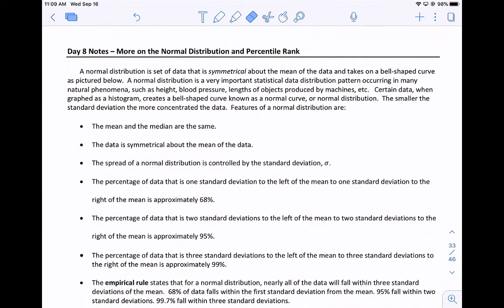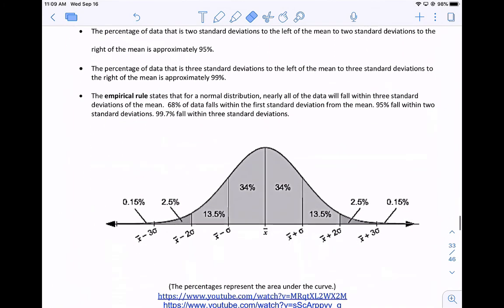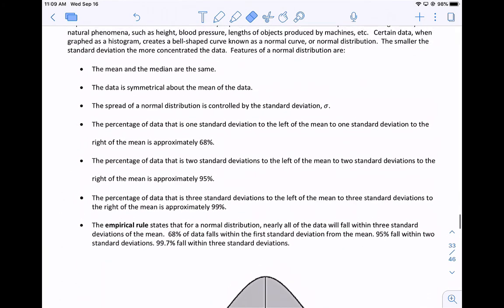A normal distribution is a very important statistical data distribution pattern occurring in many natural phenomena, such as height, blood pressure, lengths of objects produced by machines, etc. Certain data, when graphed as a histogram, creates a bell-shaped curve known as a normal curve or normal distribution. The smaller the standard deviation, the more concentrated the data. So what that means, the smaller the standard deviation, the less spread out. All right, so again, here is our bell-shaped curve, our normal distribution right there.